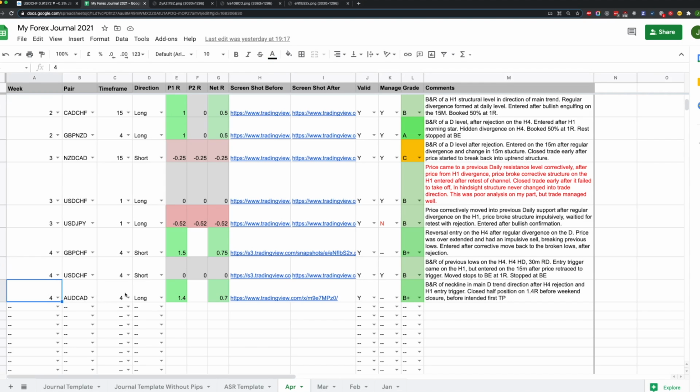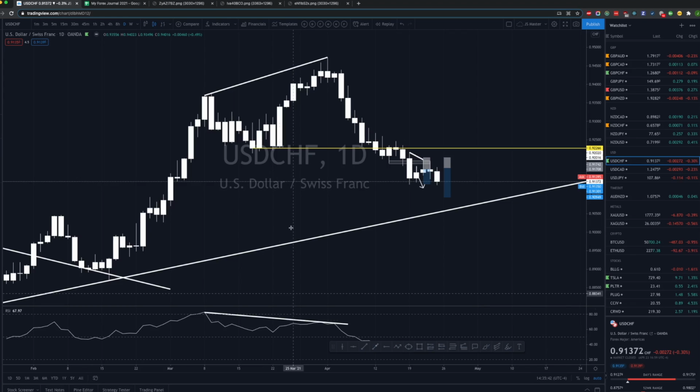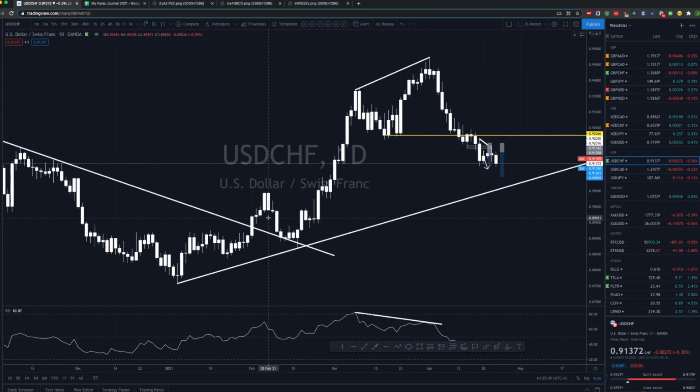Right, it was taken on a forward time frame as a long position. It was a break and retest of the neckline, very similar to USDCHF with that head and shoulders pattern, that reversal pattern. So similar sort of stuff: break, retest, and then looking for that continuation.